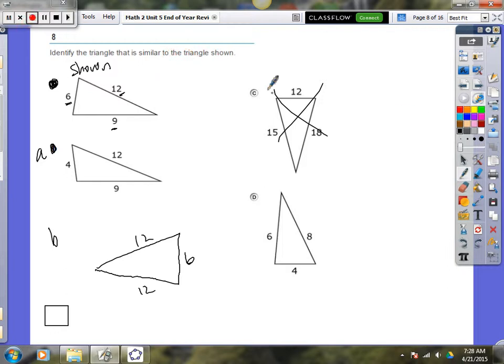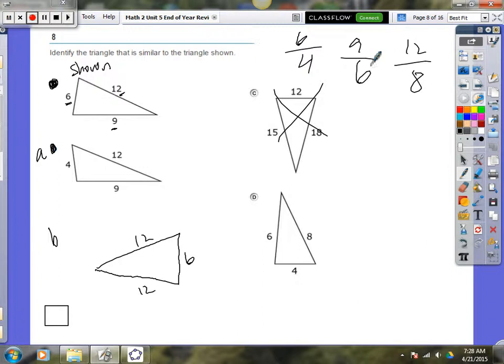Okay, now let me do D. The smallest, 6, and the smallest on this one is 4. The medium on this one is 9, the medium on this one is 6. The largest on this one is 12, and the largest on this one is 8.